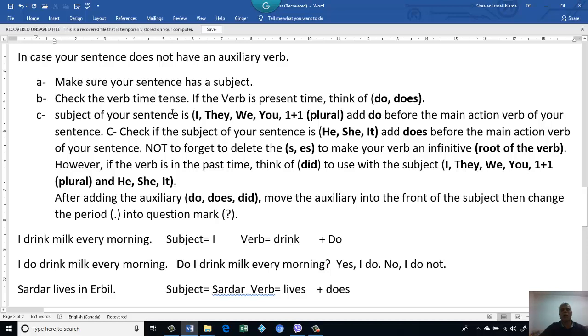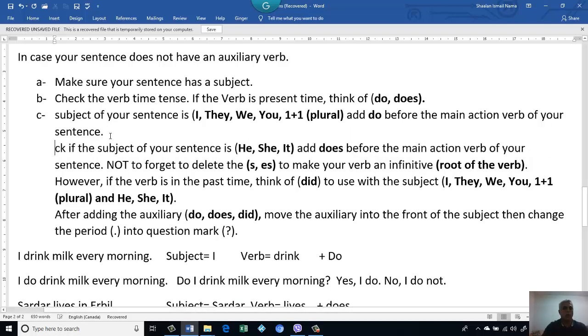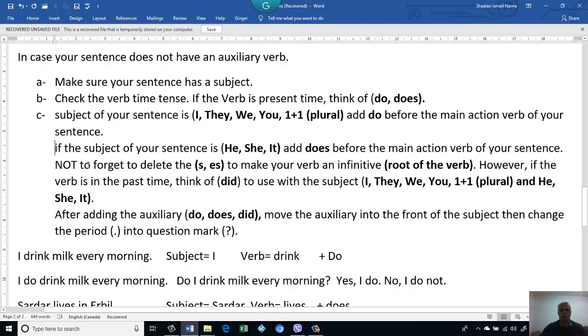If our subject is I, they, we, you, or sometimes you call it one plus one or plural, we add do. We put do with them before the main action verb of our sentences. Then if the subject of our sentences is he, she, or it, then we have to add does to it before the main action verb of our sentences.